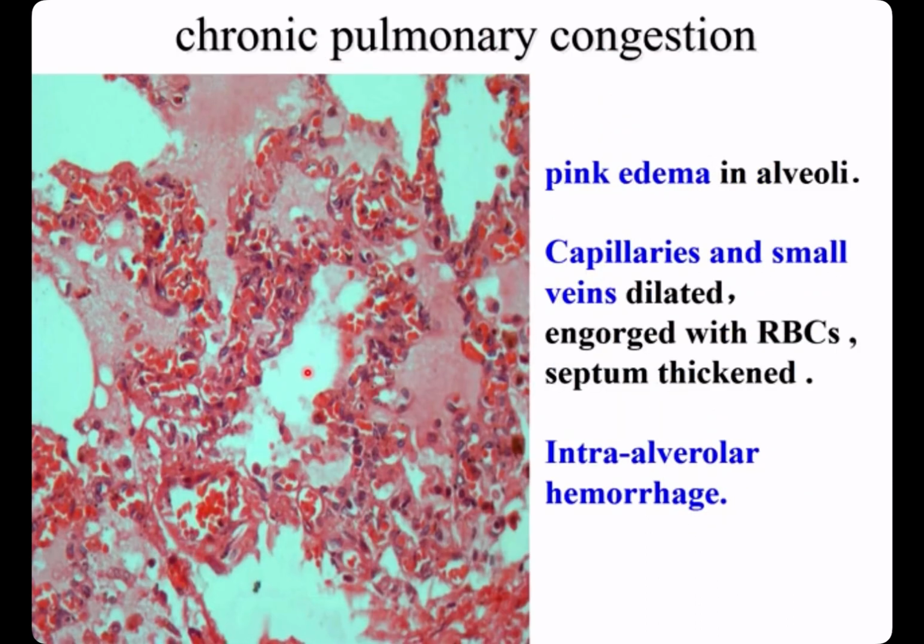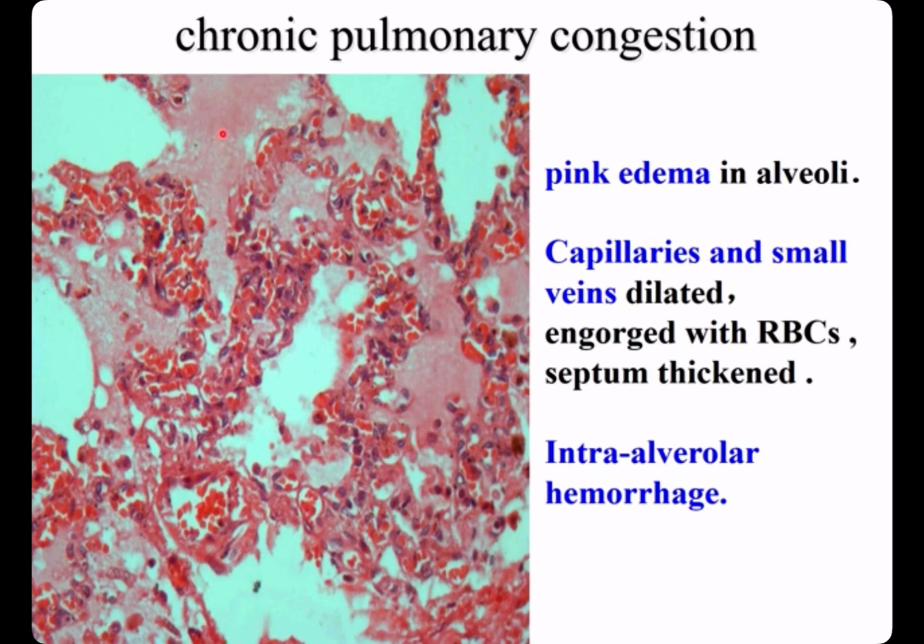Now, let's see the slides. Chronic pulmonary congestion is caused by left heart failure. Small vessels, most of them capillaries, also including some small veins in the septum, are dilated and engorged with red blood cells. The septum becomes thickened.